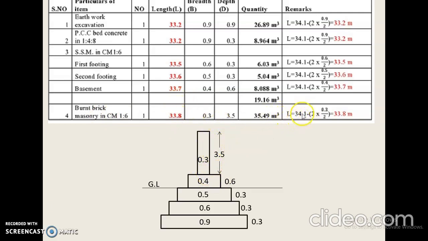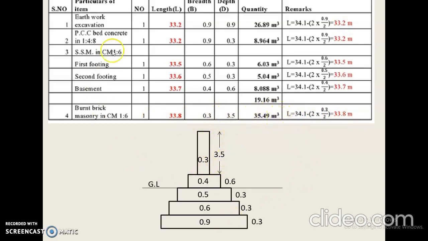Again L is equal to the total centerline length we have calculated, that is 34.1, minus 2 into 0.3 by 2, because 0.3 is substituted as the width of the wall is given as 0.3. You will get actual length L is equal to 33.8 meter, and the width of the work is 0.3, and the height they have given in the section is 3.5. If you multiply all these, you will get 35.49 meter cube.